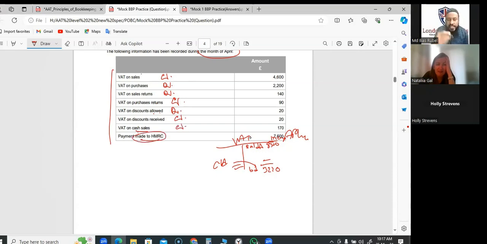Payment made. You see the payment, yeah? When we pay them, our liability goes down, so it's on the debit side. Am I understood? Debit.